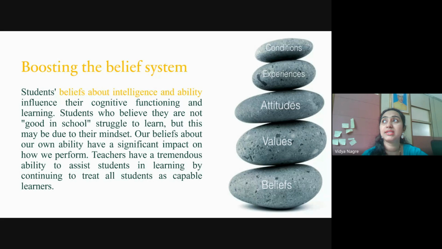Let's say, for example, science or maths is always considered to be a very difficult subject. But why is that? Because since our childhood, we are always listening to these sentences that these are very difficult subjects. But these are the realities of life.